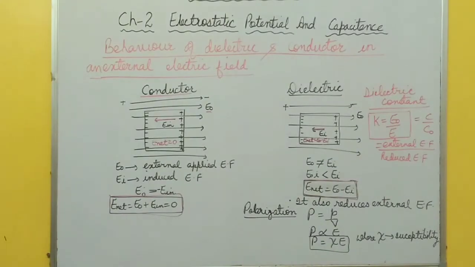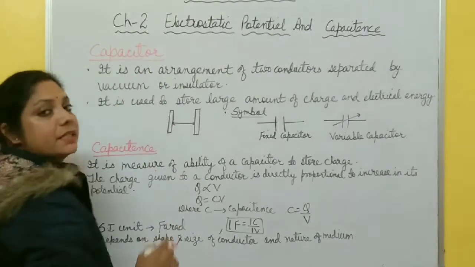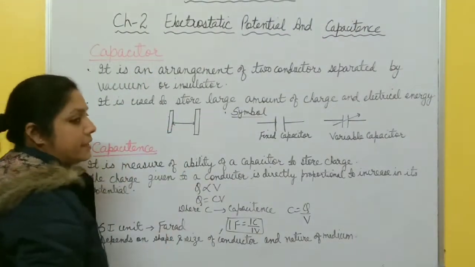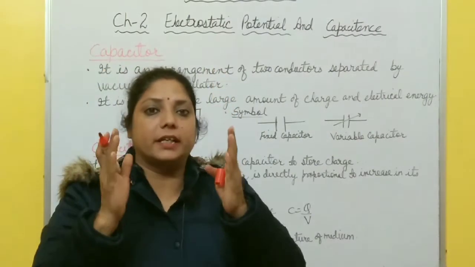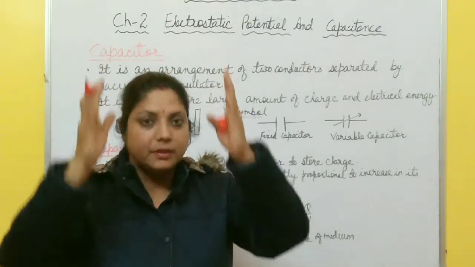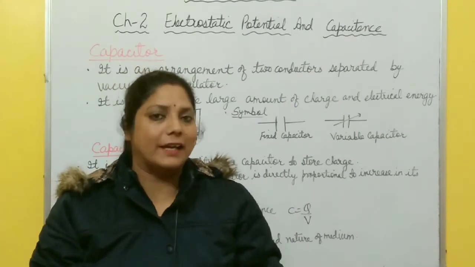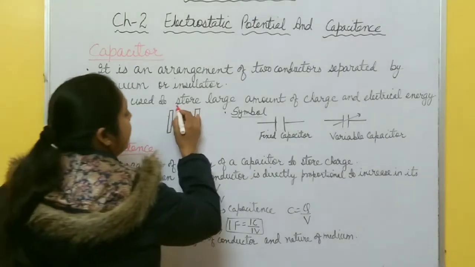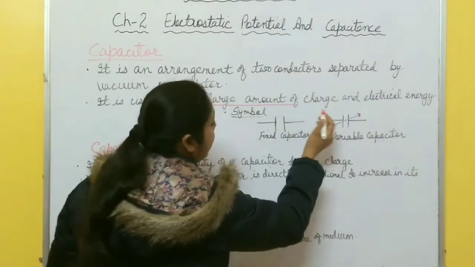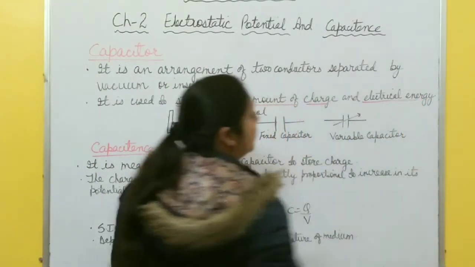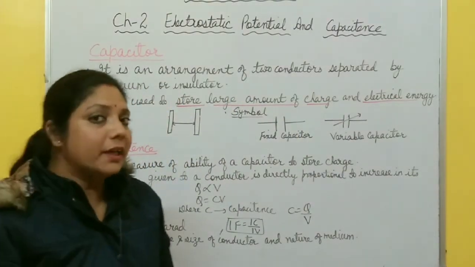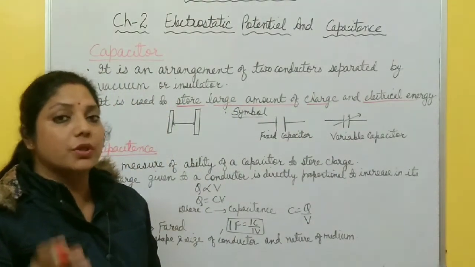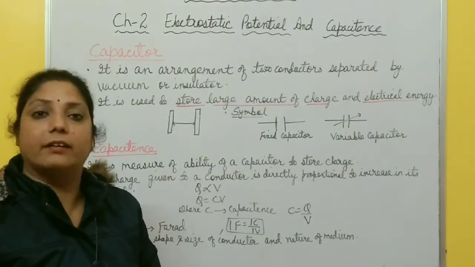So please take a screenshot. You must remember these properties about conductor and dielectric, right? The topic is capacitor, right? What is this capacitor? It is an arrangement of two conductors separated by some insulating medium or vacuum or free space, right? And it is used to store a large amount of charge or electrical energy. A capacitor is an electronic component which is used to store a large amount of charge and electrical energy.